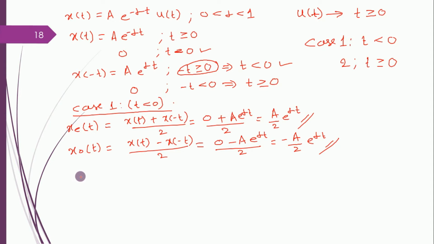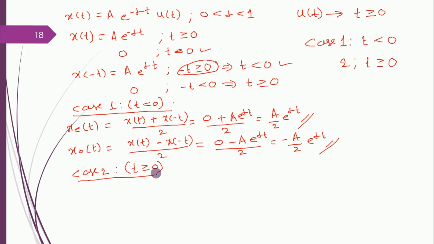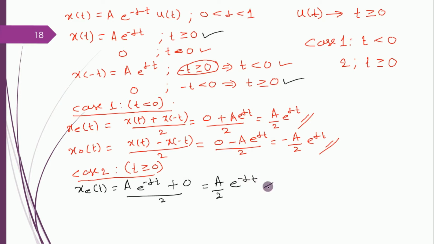Now we'll compute the same for case 2. What is case 2? Case 2 is t greater than or equal to 0. So t greater than or equal to 0 means, let me change the color for your understanding. So I'll take greater than or equal to 0. So xe of t, I don't write the formula again. So here x of t is a e raised to minus alpha t. Xo of t is 0 in that range. So you will get it as a by 2 e raised to minus alpha t. So this is your even signal.